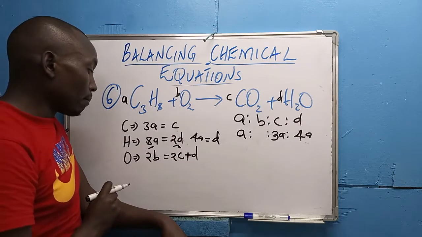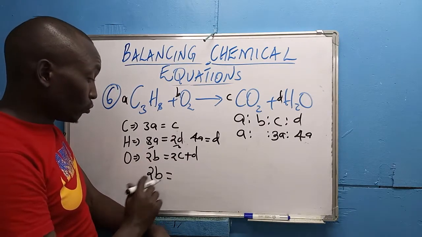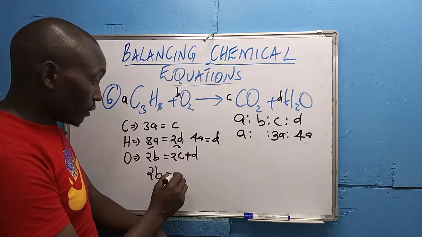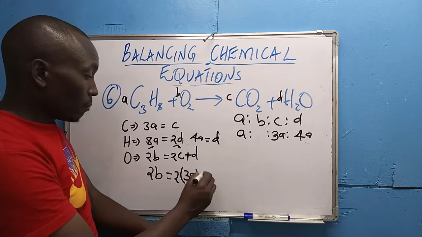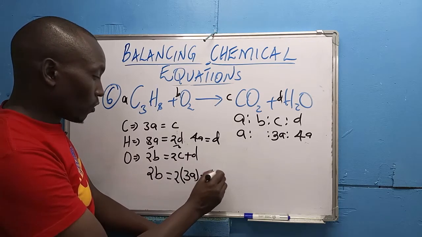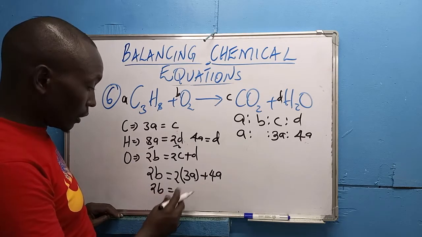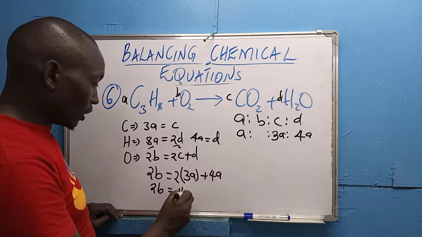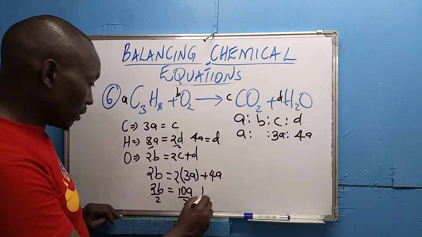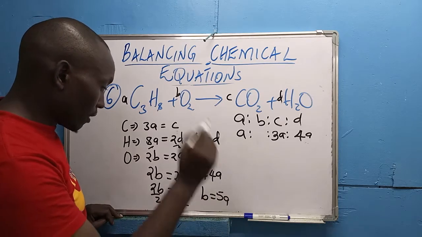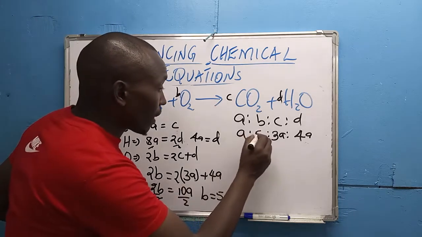Having done that, I'm good to do B. 2B is equivalent to 2 times C. I know C is 3A. Then plus D, which I know is 4A. So with that, 2B is 6 plus 4, 10A. I can divide this by 2. It means B is 5A.